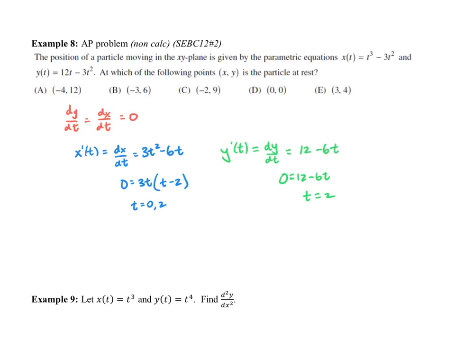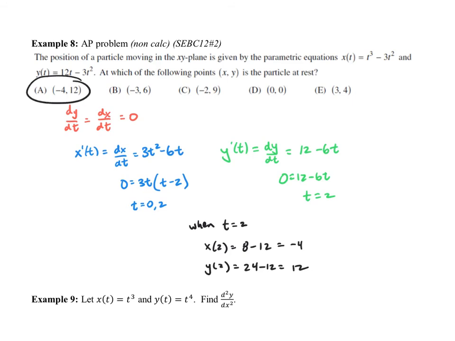So what we're looking for is when t is 2. However, the answer is in terms of x and y because it's asking for the point (x, y) for which the particle is at rest. So we're going to look at when t is 2, x of 2 is equal to, let's see, 8 minus 12, so negative 4, and y of 2 would be when we have, let's see, 24 minus 12, and so we get 12, which is option A.